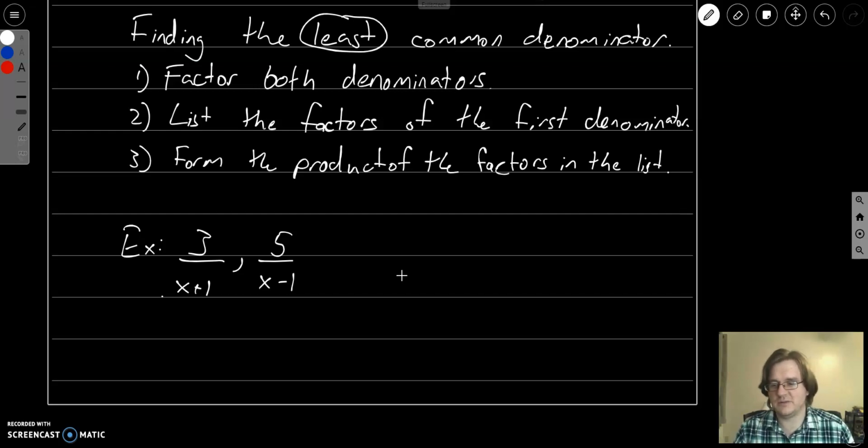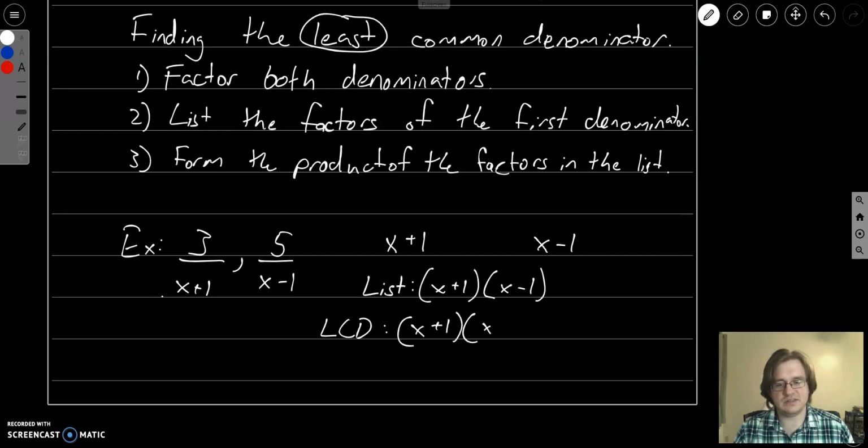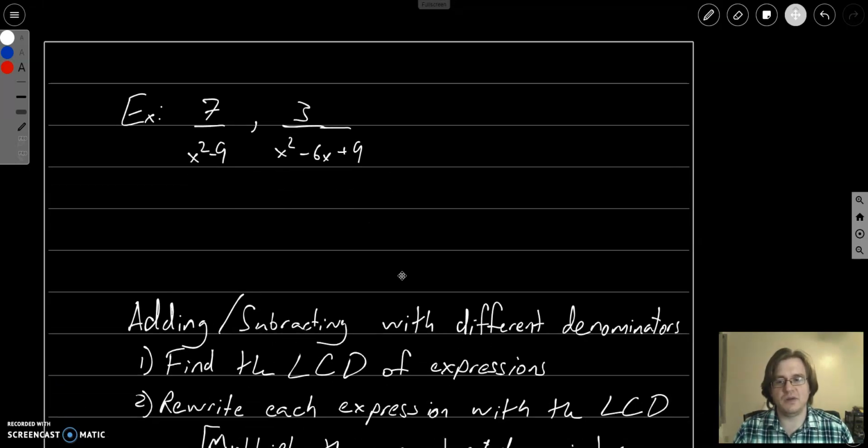So let's look at this. First, we'll look at this first denominator, x plus 1, and we will factor it. It's already factored, so we don't have to do anything. Then we'll look at the second denominator, which is x minus 1, and it's already factored too. Now let's form our list. We'll list the factors from the first one, and any factors from the second one that aren't in the list already, we'll add in. So we have an x minus 1. This isn't in our list, so we'll add that in, and then the least common denominator will be this product, x plus 1 times x minus 1. That was pretty easy here because both of these denominators only had one factor.